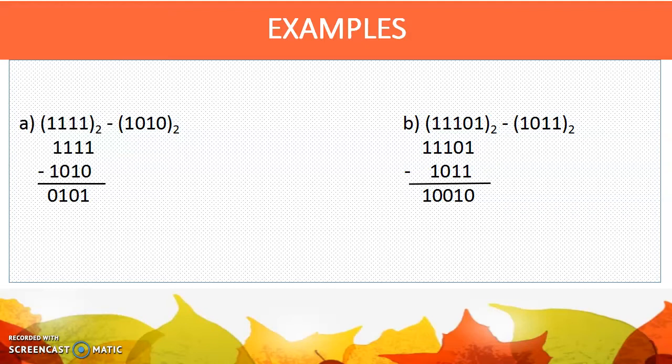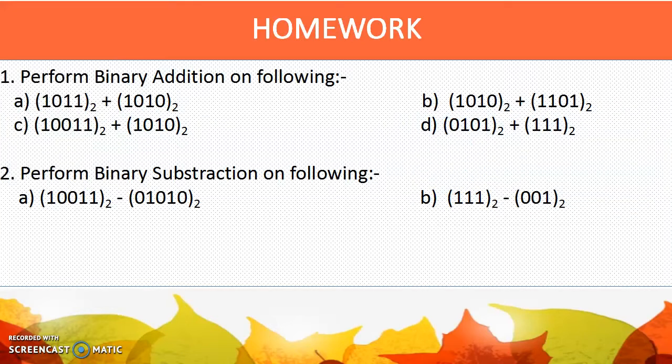Now this was all about binary addition and binary subtraction. I hope you will understand today's lesson well. Now based on today's lesson, there is some homework. You have to perform binary addition and binary subtraction. For binary addition, I have given 4 pairs of numbers, and for binary subtraction, I have given you 2 pairs of numbers. So complete this homework and send it to my email ID by Wednesday 5 p.m.